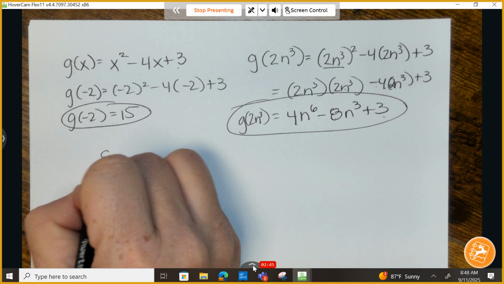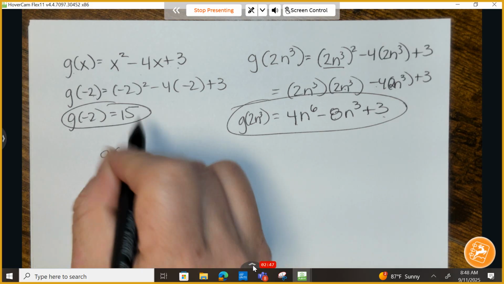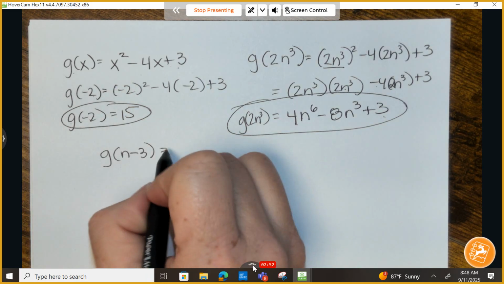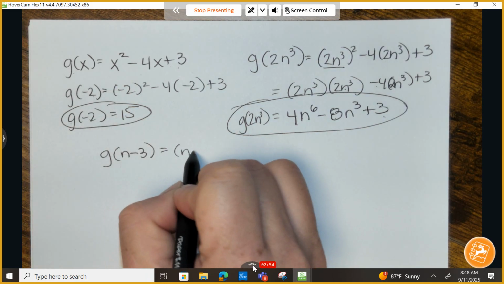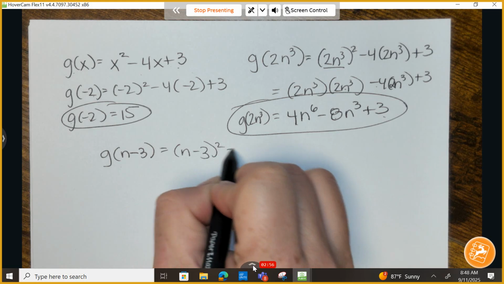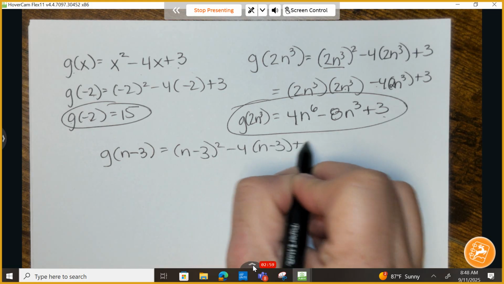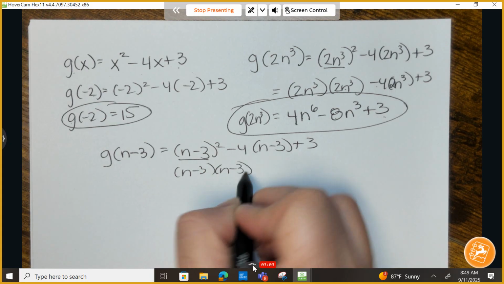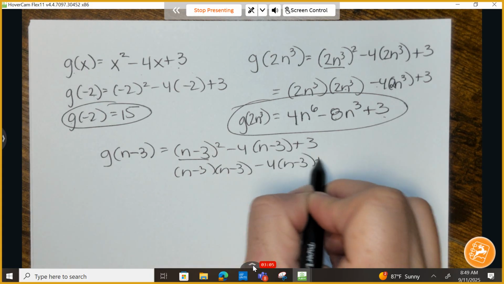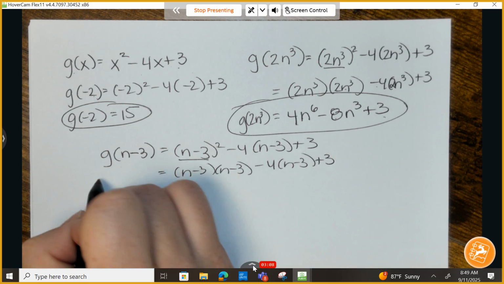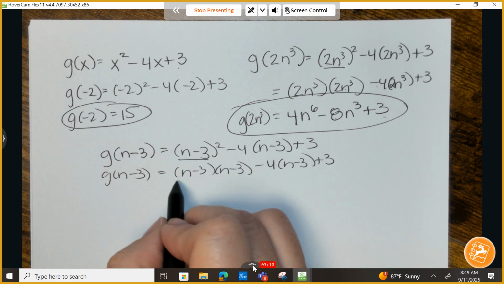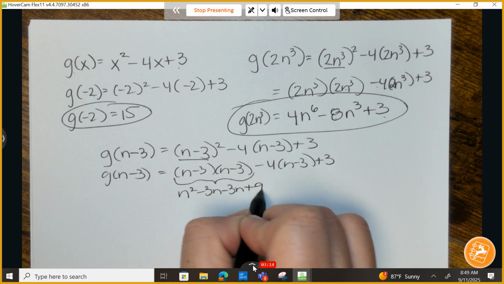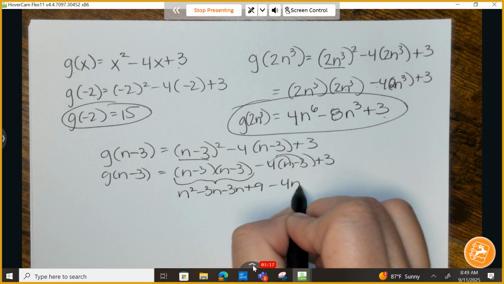Our last one here is let's do g of n minus 3. G of n minus 3. Again, in this original function, wherever I see an x, I'm substituting in n minus 3. I'm going to write this quantity twice. N minus 3 times n minus 3. And now I'm going to FOIL. Front, outside, inside, last. I'm going to distribute.